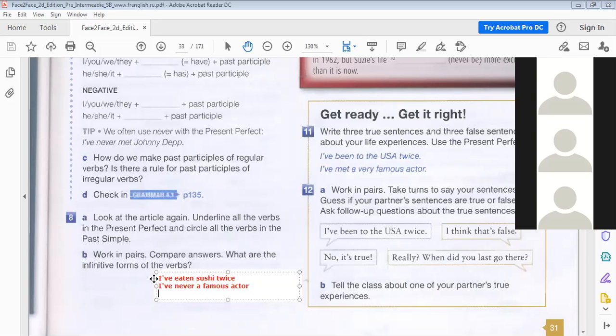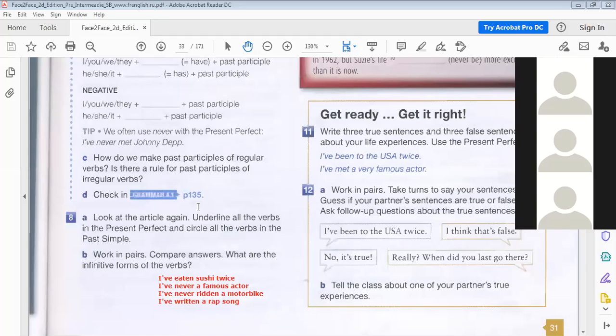I've never driven a motorbike. Okay, I think it's ridden because ride. I've never ridden a motorbike. Okay, and the last example. I have written a song. I've written. What kind of song? What kind of music? Classical. Maybe a rap song. Let's say a rap song. Maybe, yes.